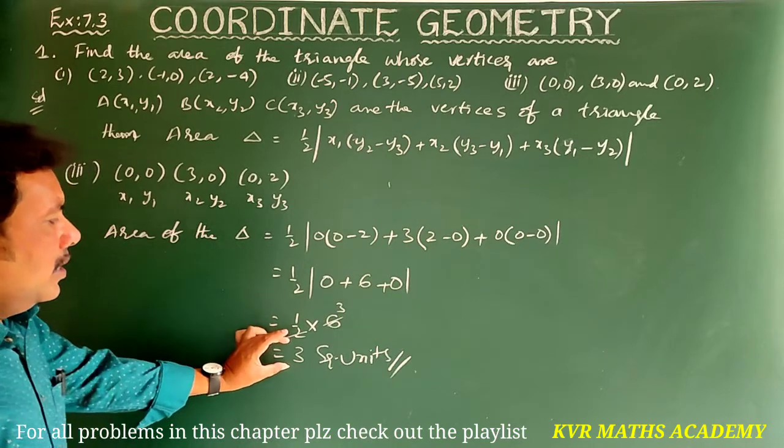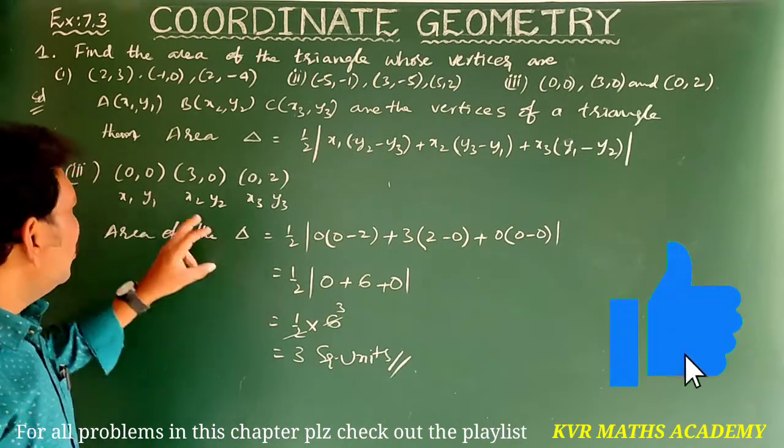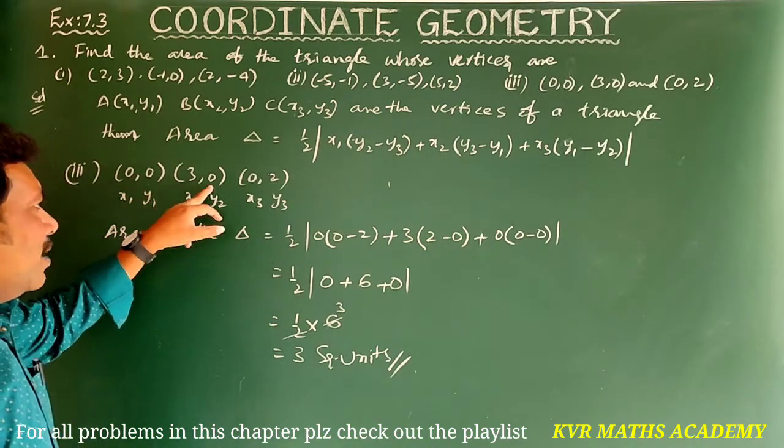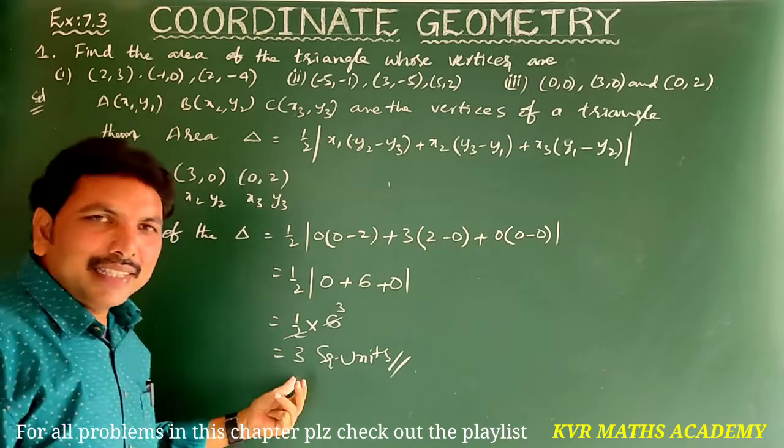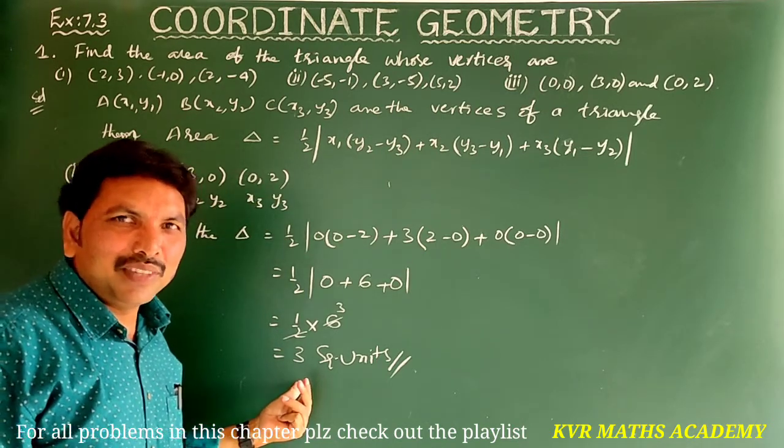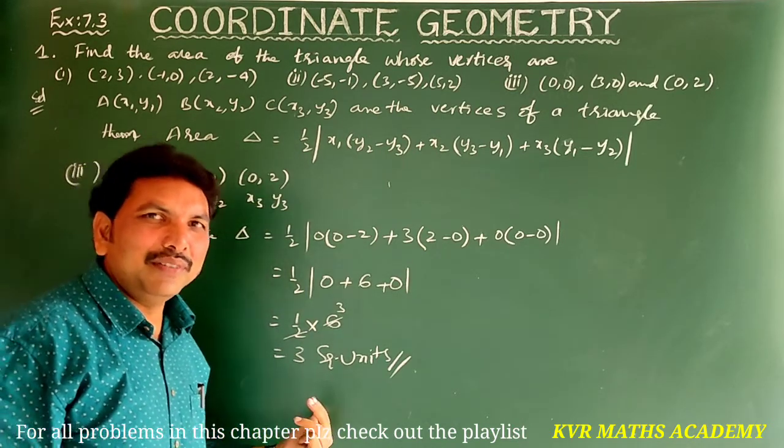So the area of the triangle whose vertices are (0, 0), (3, 0), (0, 2) is 3 square units. Have you understood? Yes, note it down.